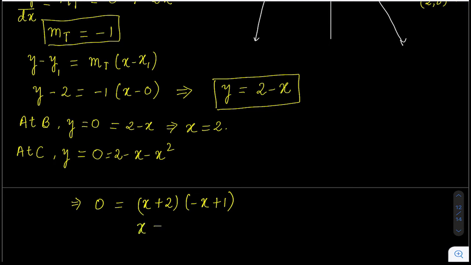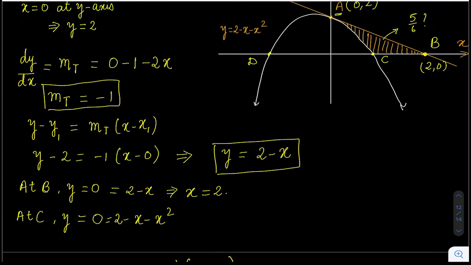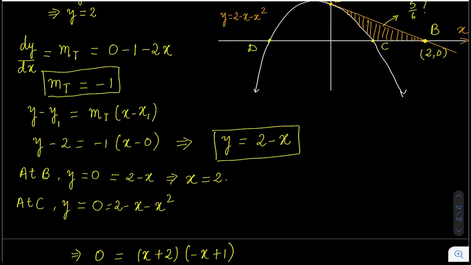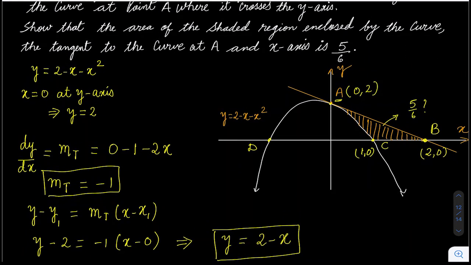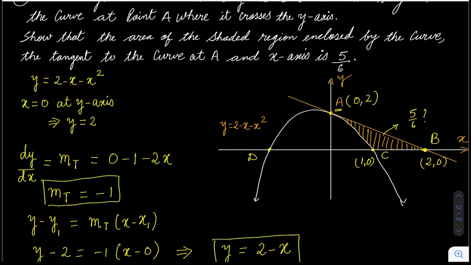From this I am getting x as minus 2 and 1. And obviously I don't need the minus 2 because that's point D. We need C, that is point 1. So this point is (1, 0). Okay, now that's a lot of work. So now basically we have everything that we need. We have point A, point B, and point C. Now we need to find this area.